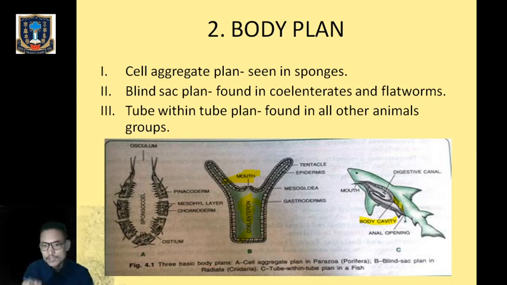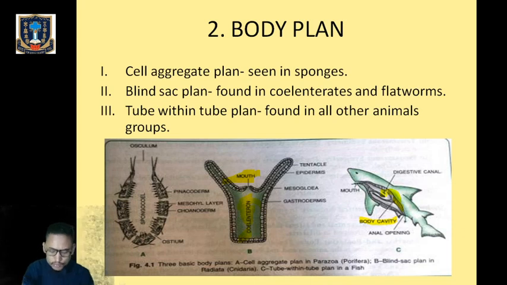Okay, so it lies in the digestive canal. If you look over here, you have got the digestive canal. So the body cavity is nearby the digestive canal, and it has got openings at its end. We have got the mouth and we have got the anus also. So we have got two openings in the case of the tube within tube plan, one which will function as the mouth and the other one which will function as the anus.